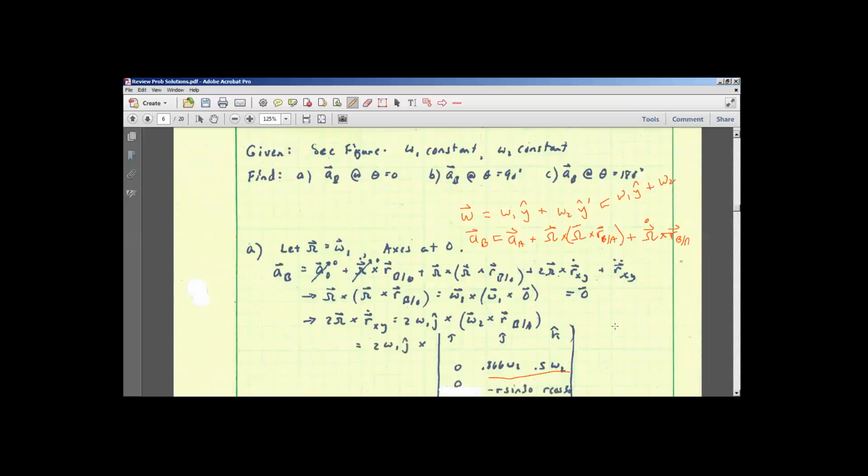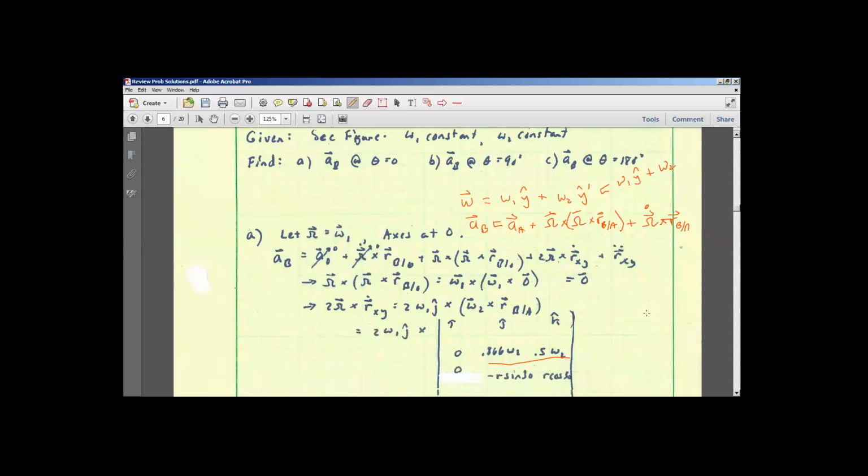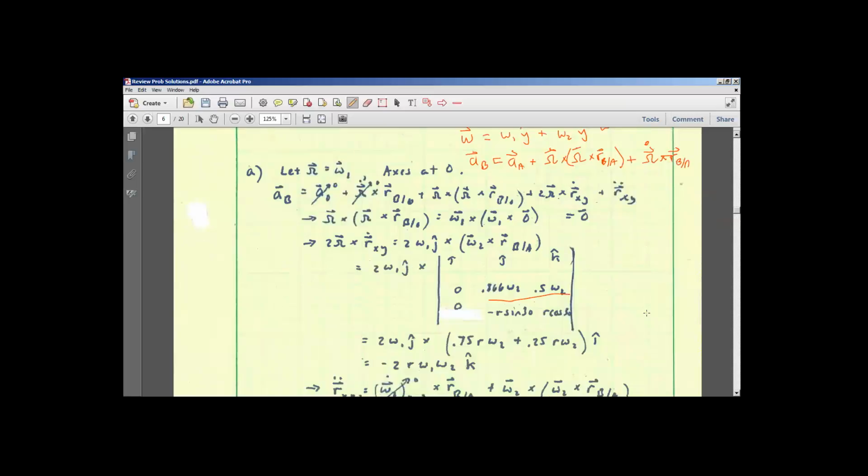Did you already write yes, or was that an old yes? Is 0.866 cosine 30? Yes. And then 0.5 is sine. Okay, and there could be one in there as well.